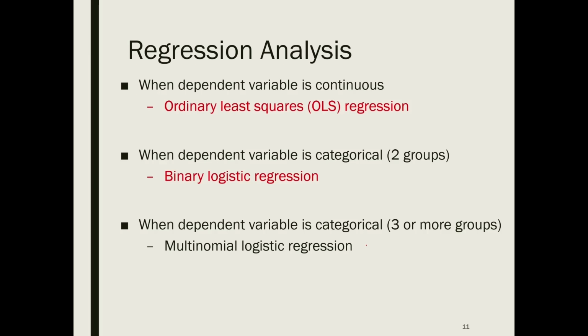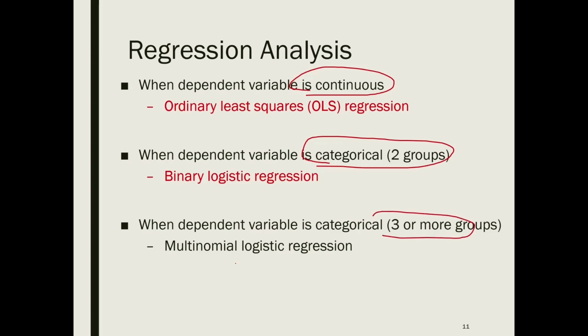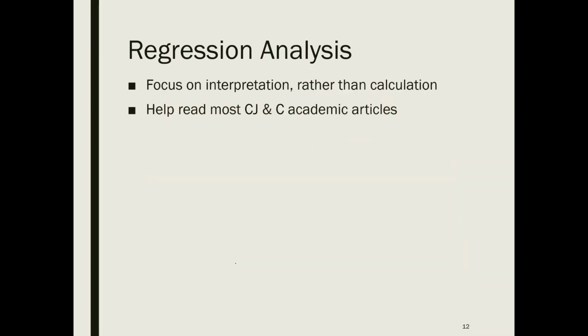Okay. So for the regression analysis, this is the intro level of the stats. What we're focusing on is when the dependent variable is a continuous variable, we use the OLS regression, the linear regression. When the dependent variable is a categorical variable with only two groups, we're talking about a binary logistic regression, which will be discussed in another PowerPoint. When the dependent variable is categorical with three or more groups, there are different ways to do that. One of them is multinomial logistic regression, but we are not going to cover it in this intro level class.